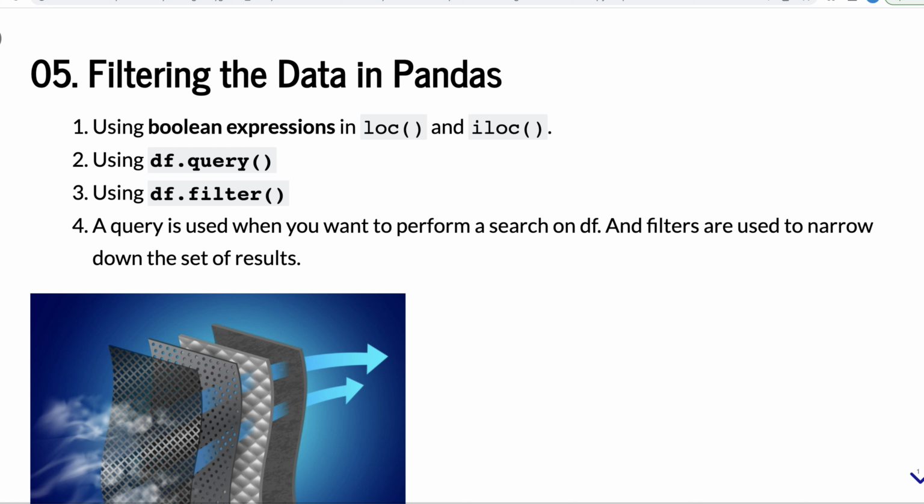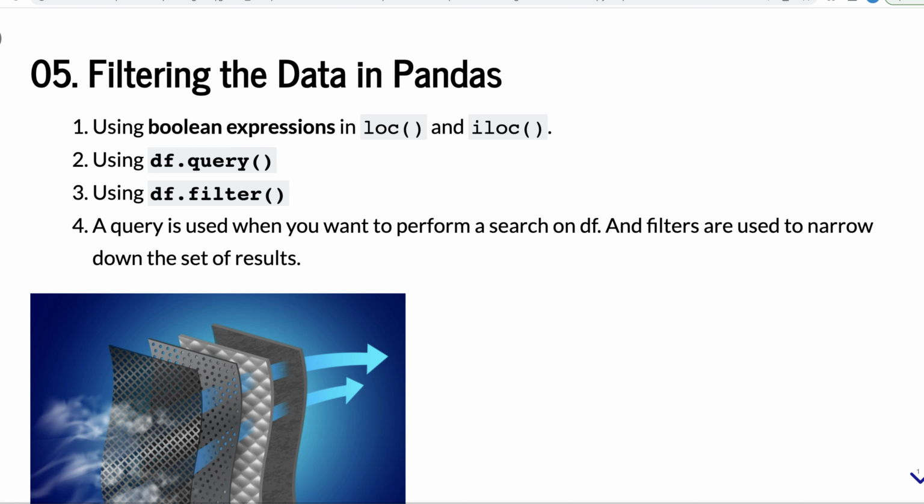This is the Pandas tutorial series for data science and this is the fourth part of this series. In this specific video, we will talk about filtering the data in Pandas. So basically, there are different ways in which you can filter data in Pandas. The first one is you can use boolean expressions in loc and iloc functions. You can also use df.query as well as df.filter. There are many other ways to filter the data, but we will mostly look into these three concepts.